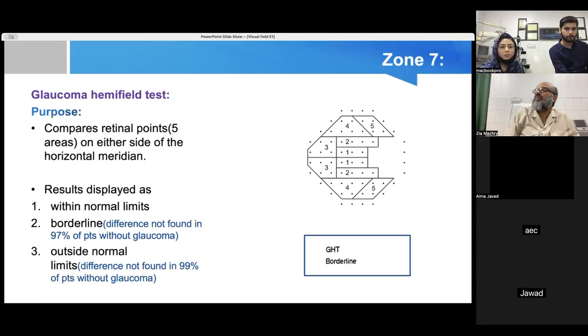Zone 7 is the glaucoma hemifield test. In this, we compare the 5 areas on either side of the horizontal meridian, and the result is displayed as within normal limits. Borderline is the case when there is asymmetry found in 97% of the patients without glaucoma, and outside normal limits when the asymmetry is found in 99% of the patients without glaucoma.